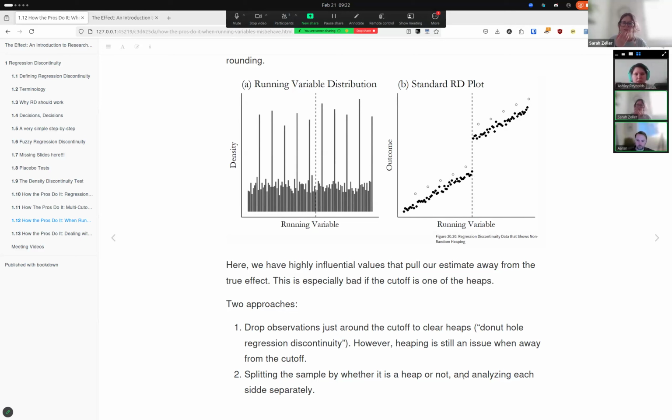Could you just do this by including a dummy? So you could run it at the same time? Because otherwise maybe you get into a problem of power. Yeah, maybe. I don't know.